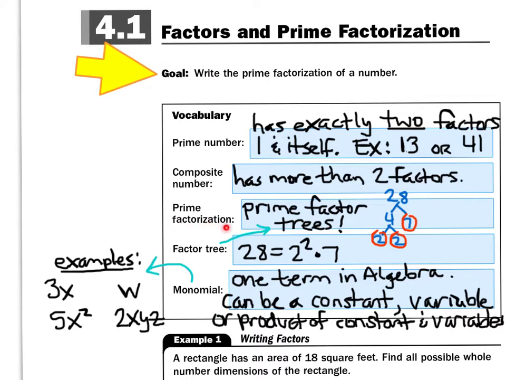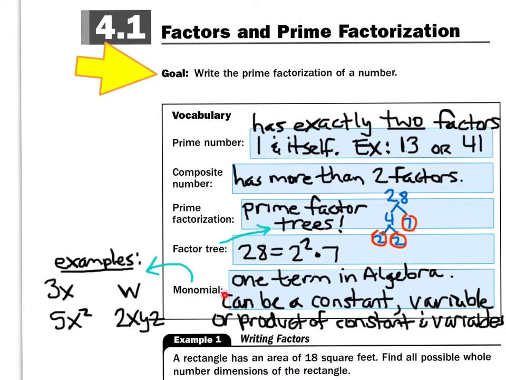Now, prime factorization, when they ask you to do that, that means make a prime factor tree. So notice how I took the number 28 and I broke it apart. 4 times 7. 7's a prime, so I circled it. And then I broke apart 4 to be 2 times 2, and so I circled those. So the prime factorization of 28 would be 2 to the second power times 7.